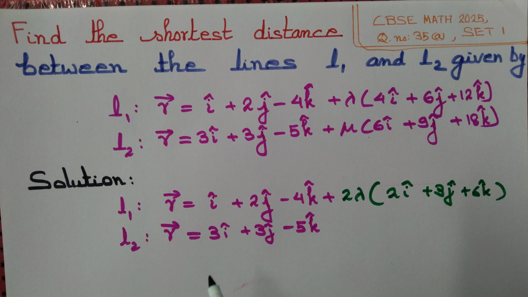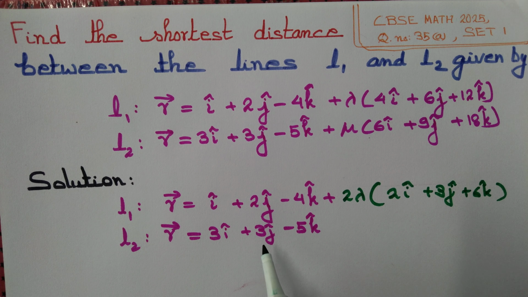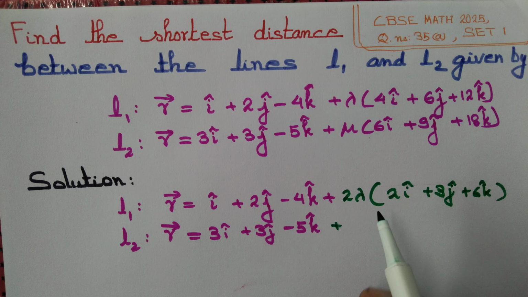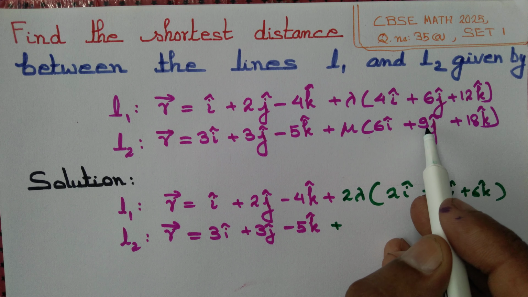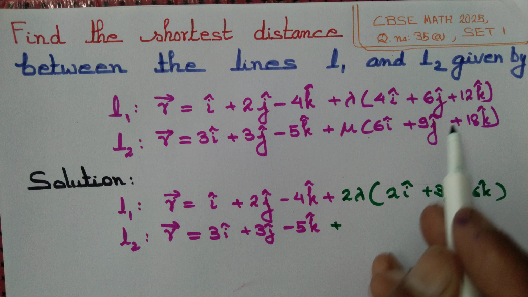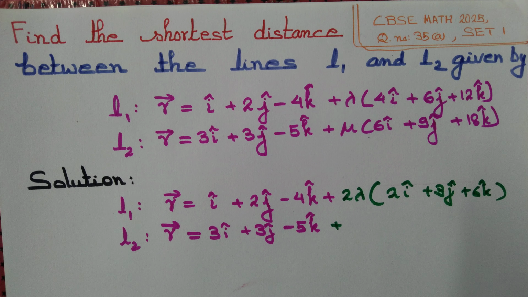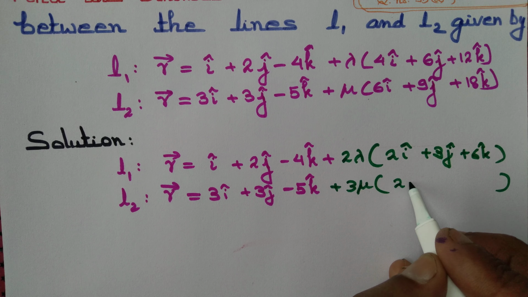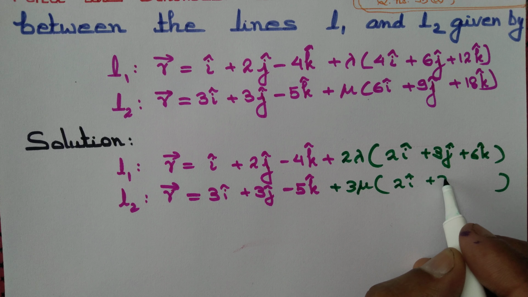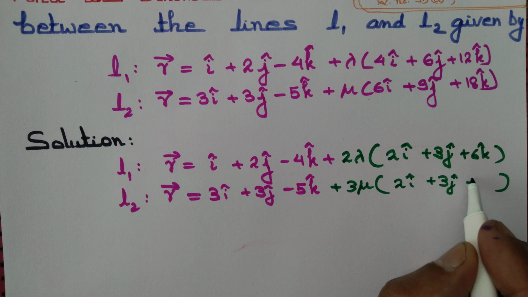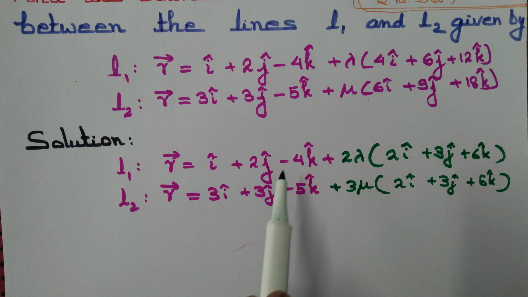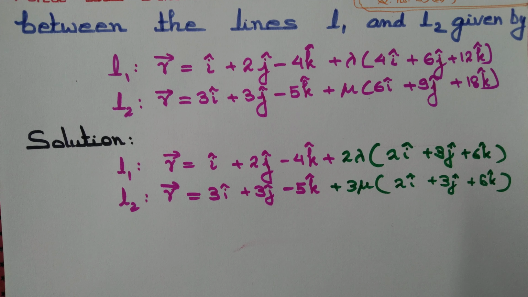The second line passes through the point 3i plus 3j minus 5k and lies in the direction of 6i plus 9j plus 18k. Let's take 3 common from the second line. When we do so, we get the direction 2i plus 3j plus 6k. Observe that both the lines have the same direction, or they are parallel.